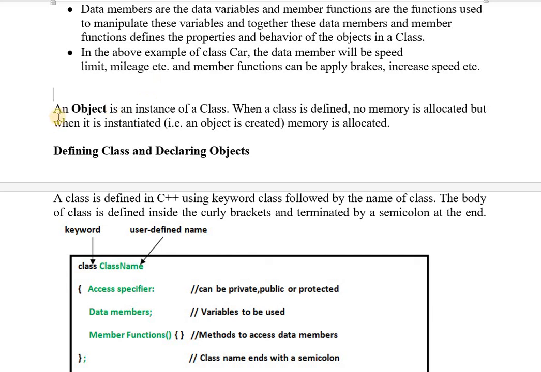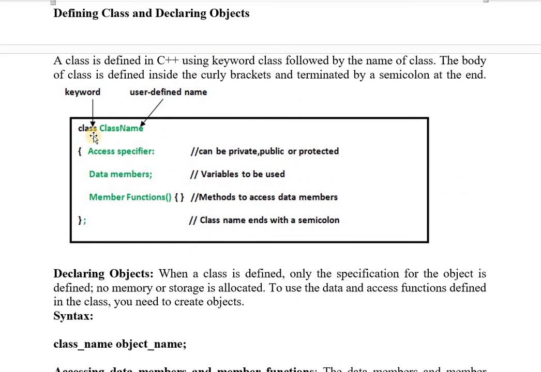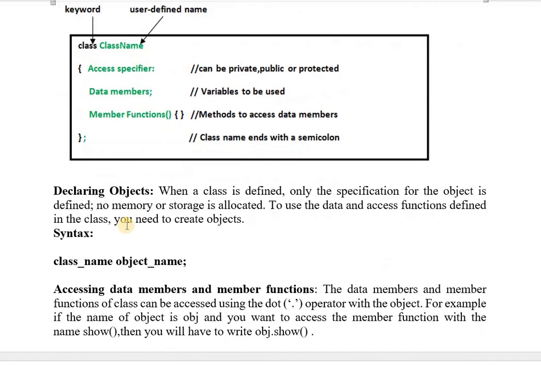An object, on the other hand, is an instance of the class. When we define a class, no memory is allocated for that class at that point of time, but when we instantiate or create an object, memory is allocated at that point of time. This is the way to write a class name. We have done it many times in the various examples so far.